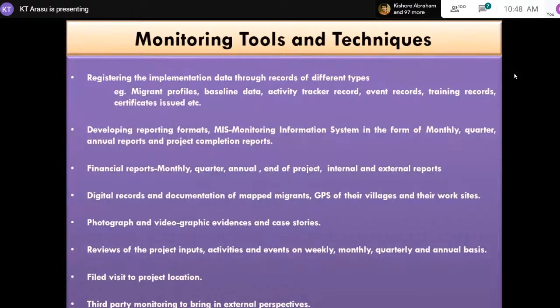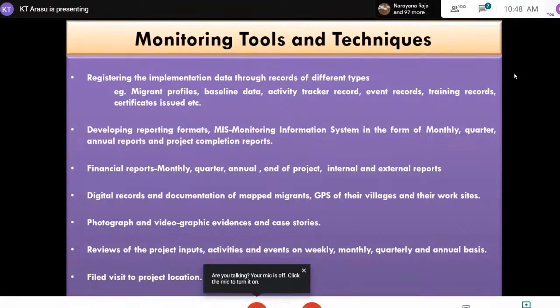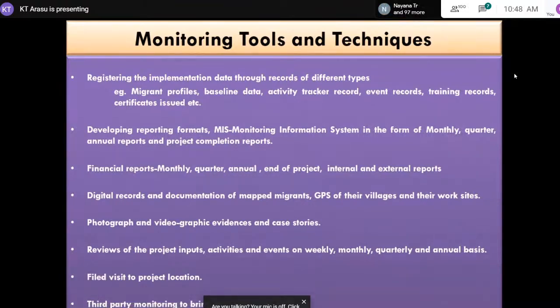Then digital records. This is the digital era, so you need digital records like GPS. Photographs, as I told you, are the evidence. Whether it is for the court or for our development purposes, a photograph is very important. They also have videographic evidence and case stories. Case stories are a qualitative way of monitoring, which is very good.